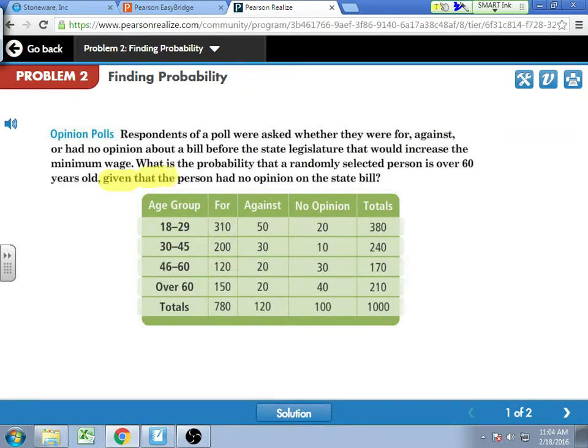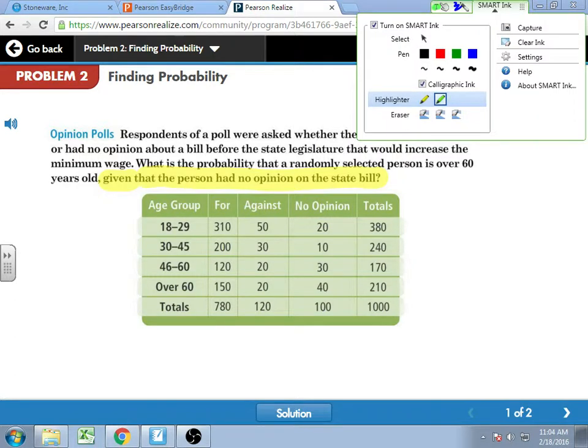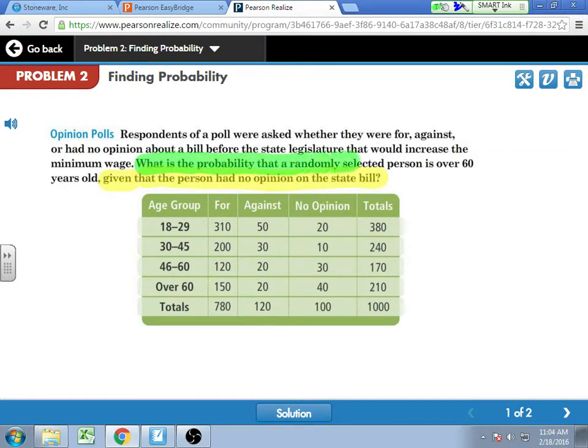Given that the person had no opinion on the state bill. So I could almost turn this statement around: given that a person has no opinion on the state bill, what is their probability of being over 60? So how do I set this up? This is different than those previous situations. Seth? Ben? Wouldn't you do 40 over 100? Wait, why over 100?